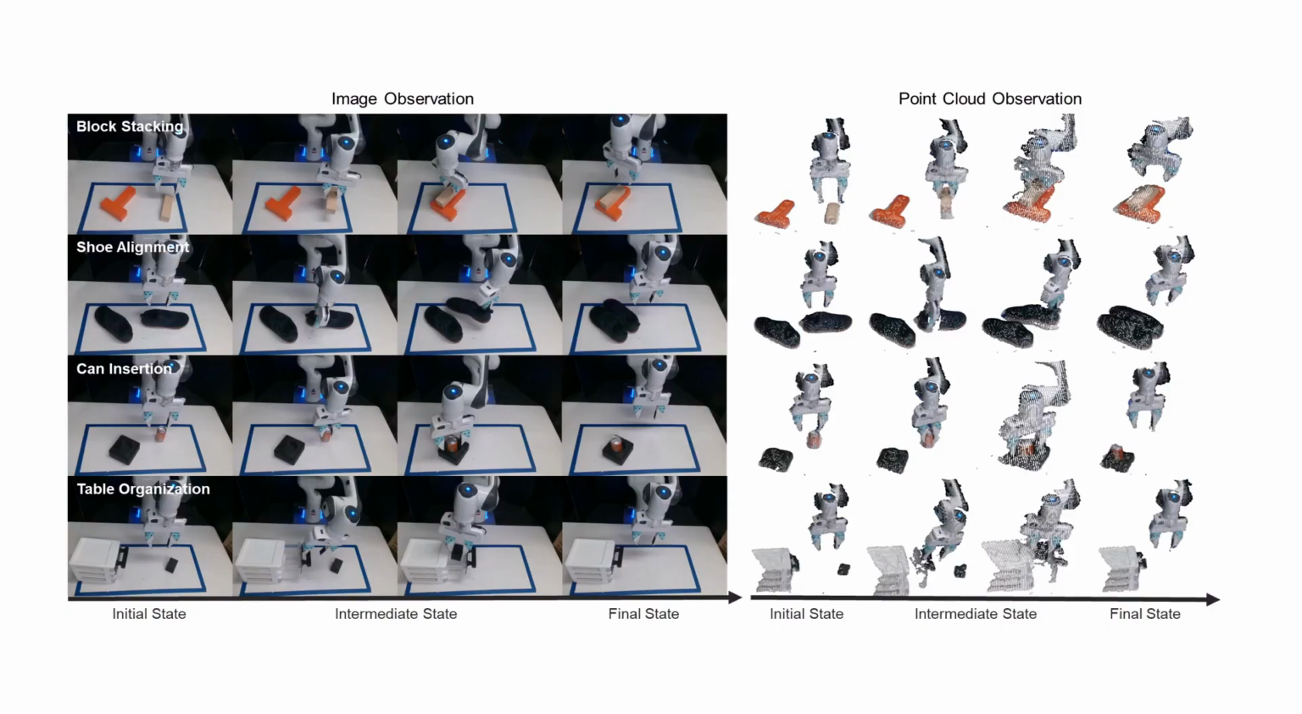We conduct 4 real-world manipulation tasks on the Franka platform, namely block stacking, shoe alignment, can insertion, and table organization, shown in 3 stages: initial, intermediate, and final. Both RGB image observations and point cloud observations are visualized to illustrate the input modalities used by the policy.